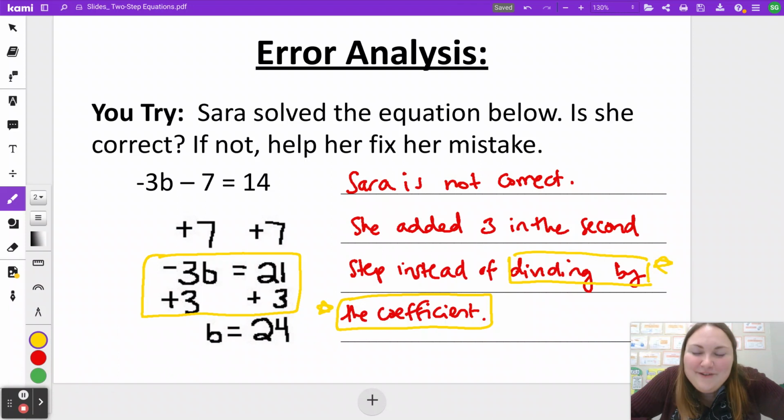Hopefully you found this video helpful and feel better and more confident about solving two-step equations. Remember, there's the homework that goes with this lesson as well. That'll give you more chances to practice two-step equations. This lesson is going to be really important for the next couple lessons that are coming up. The one tomorrow is looking at stories that use two-step equations.